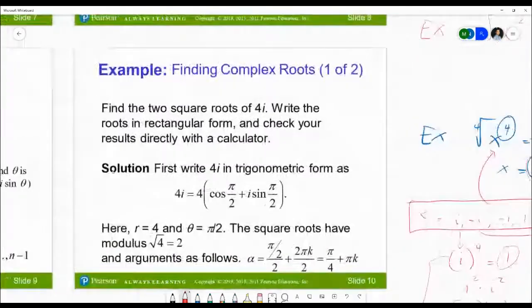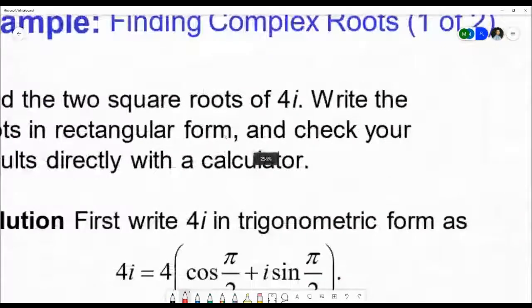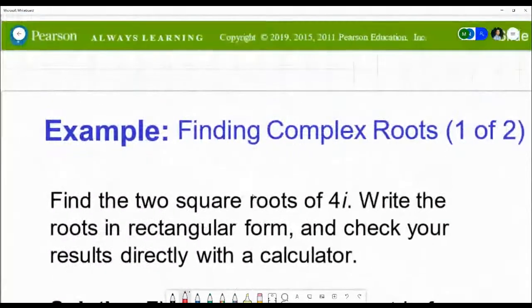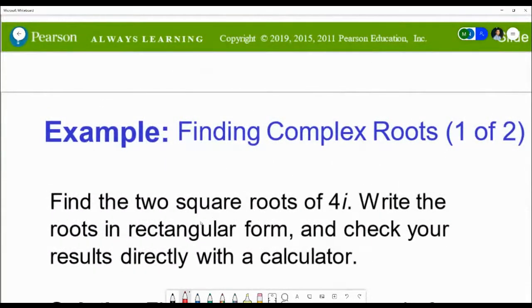I'll give you a minute to try this. Find the 2 square roots of 4i. So square root means you're going to have 2 of them. So set it up. First, we write the 4i in trig form, and then apply De Moivre's theorem.